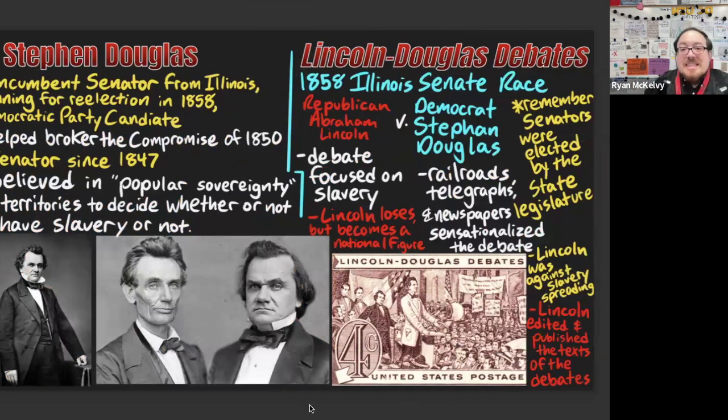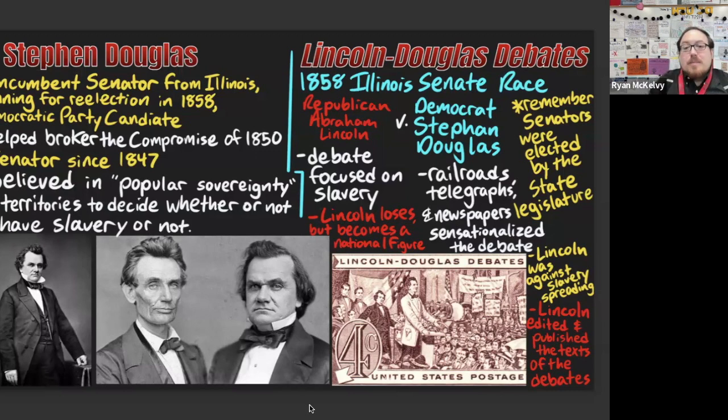Next term, the Lincoln-Douglas debates. This is a debate between the incumbent senator from Illinois, Stephen Douglas. We talked about him earlier as the guy who finished the Compromise of 1850 after Henry Clay bowed out. He has been a senator since 1847 from the northern state of Illinois. He is a Democrat. He is pro-slavery, and even though he is in the North where slavery is illegal, he also believes in this idea, what he calls popular sovereignty.